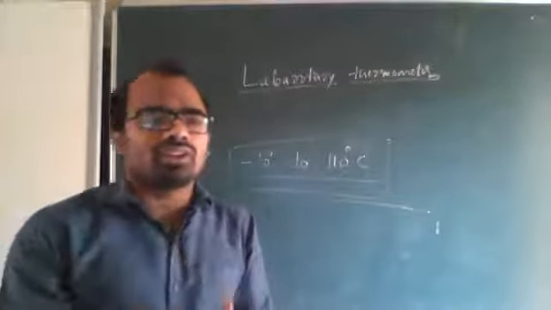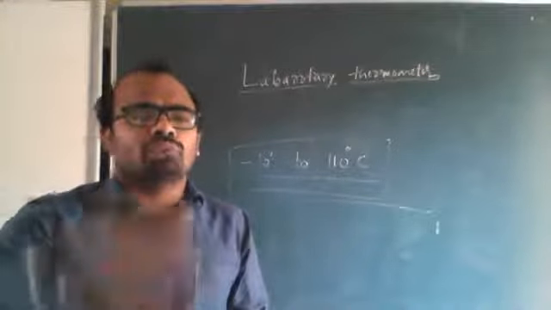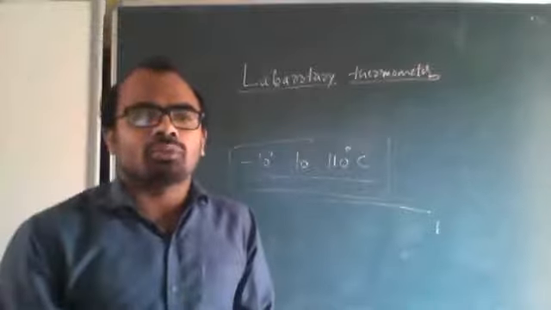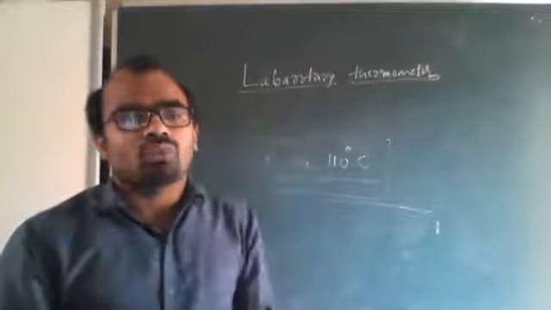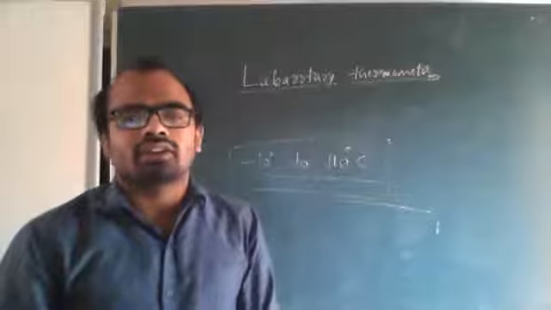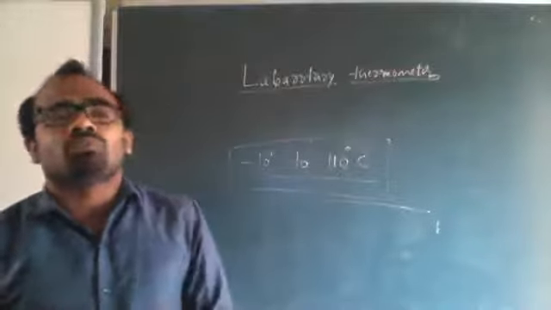Boiling point of water is 100 degrees Celsius. When the water is boiling, you keep the laboratory thermometer inside the water. Then it shows 100 degrees Celsius. That is our boiling point of water.